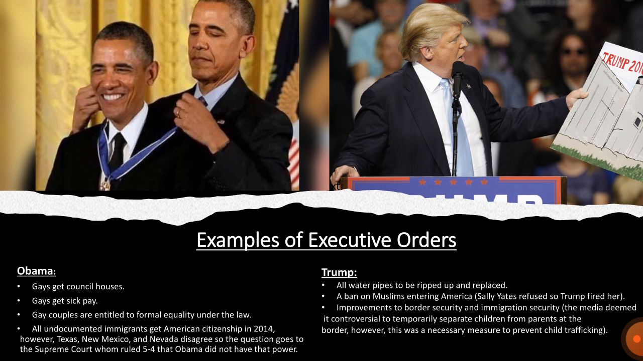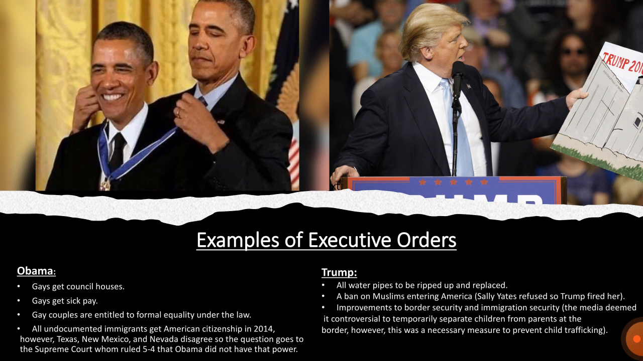Obama's, he gave gays the right to have council houses. He gave gays sick pay. He said that gay couples are entitled to formal equality under the law, and all undocumented immigrants get citizenship in 2014. So he tried to give loads of illegal and undocumented immigrant citizenship through an executive order. However, fortunately, Texas, New Mexico, and Nevada disagreed with this, and the question went to the Supreme Court, who ruled 5-4 that Obama did not have that power.